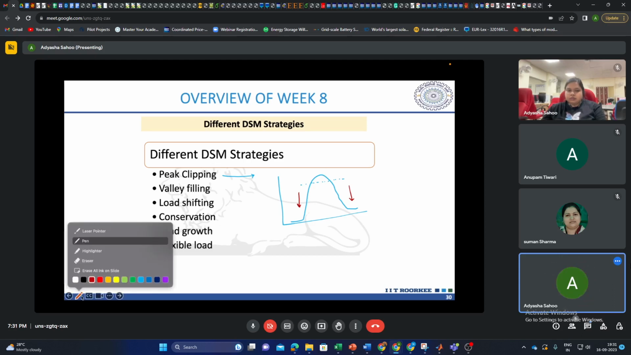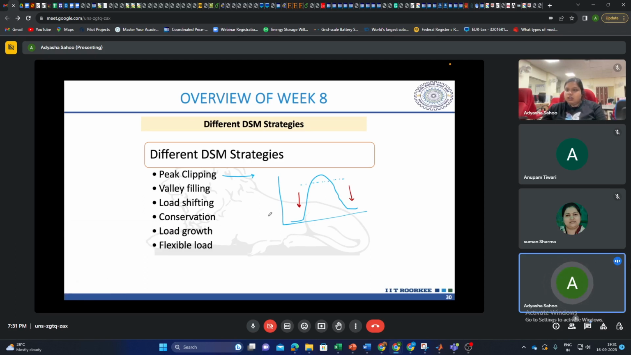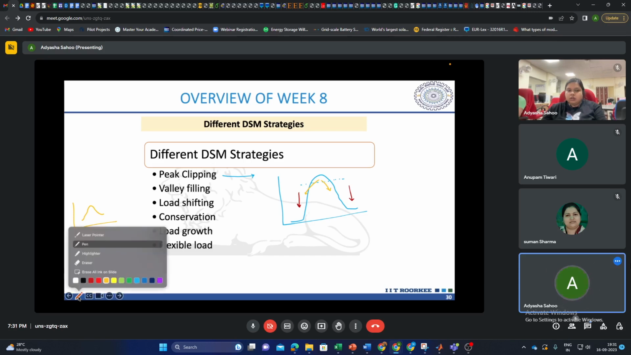We are not curtailing here. What we'll do is transfer this load to other hours, to non-peak hours basically. Then conservation and load growth: basically, let's say this is your curve, then in conservation you will decrease the load, and in load growth you will increase the load to match the generation.